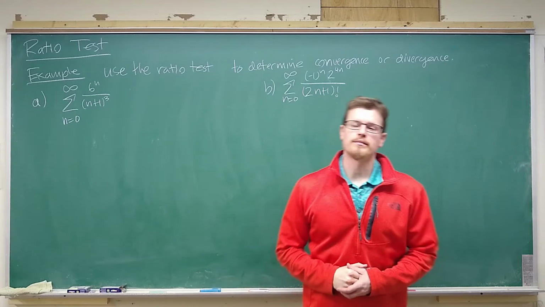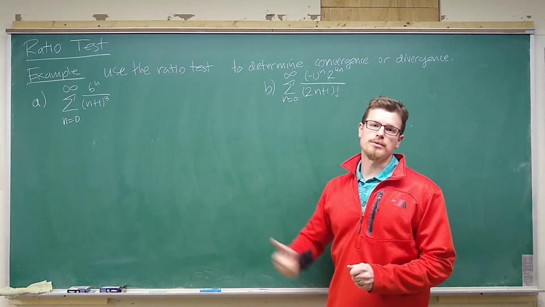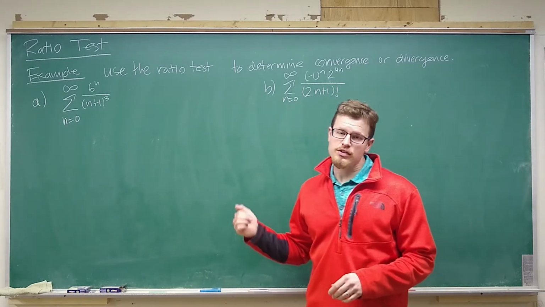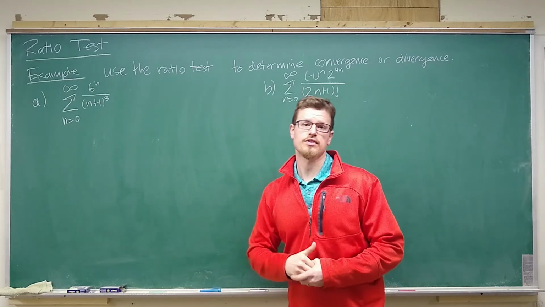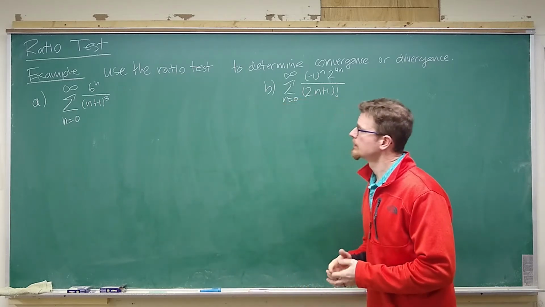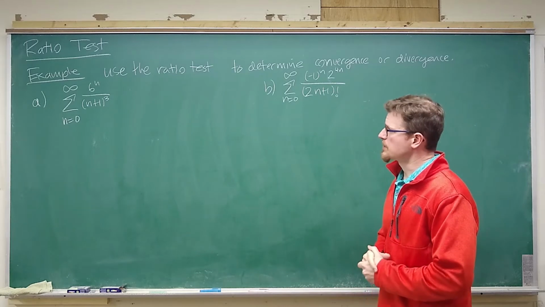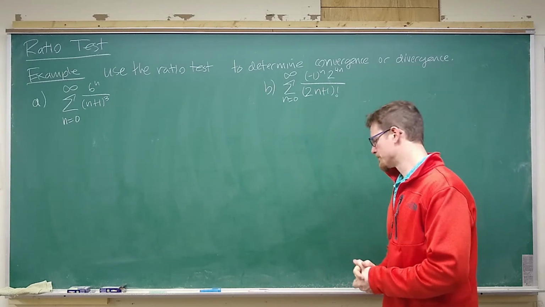Welcome to the workshop. Today we want to take a look at the ratio test. So let's use the ratio test to determine if these two sequences converge or diverge. For the first sequence, we're looking at 6 to the n over n plus 1 cubed.